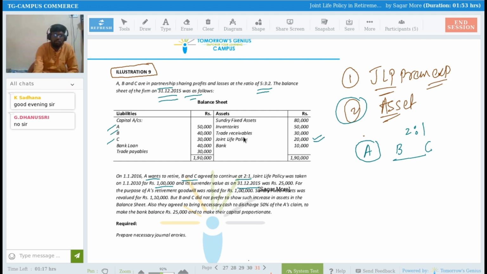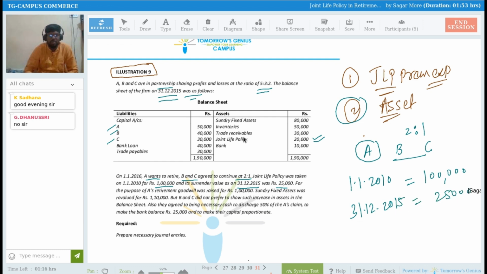Joint life policy was taken on 1st of January 2010 for rupees 1 lakh, and its surrender value as on 31st of December 2015 was rupees 25,000. So you have taken a policy on 1st of January 2010, and the policy amount is 1 lakh rupees. What is the occasion of maturity? Because it's a life policy, it will get matured only on the occasion of death of any partner, right? And what is surrender, sir? You can surrender at any time, or if one partner is retiring from the business, you can surrender. So what is the surrender value? If you surrender on 31st of December 2015, you will get 25,000 rupees as the policy amount.